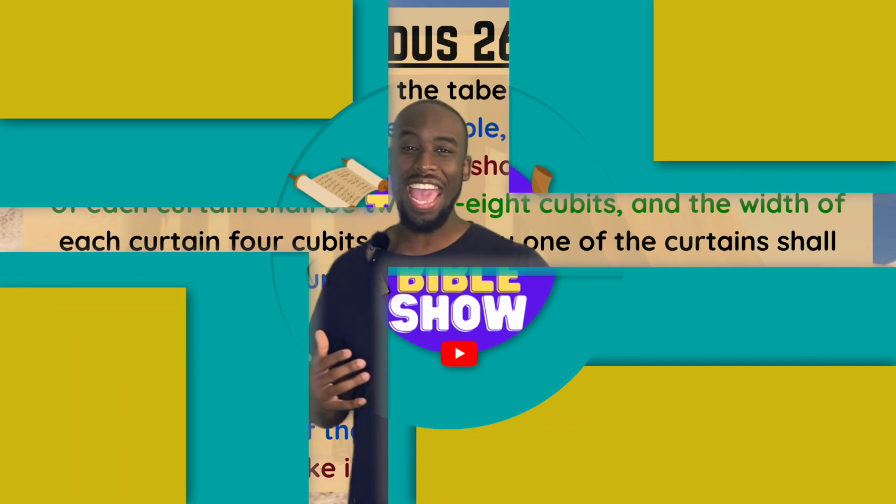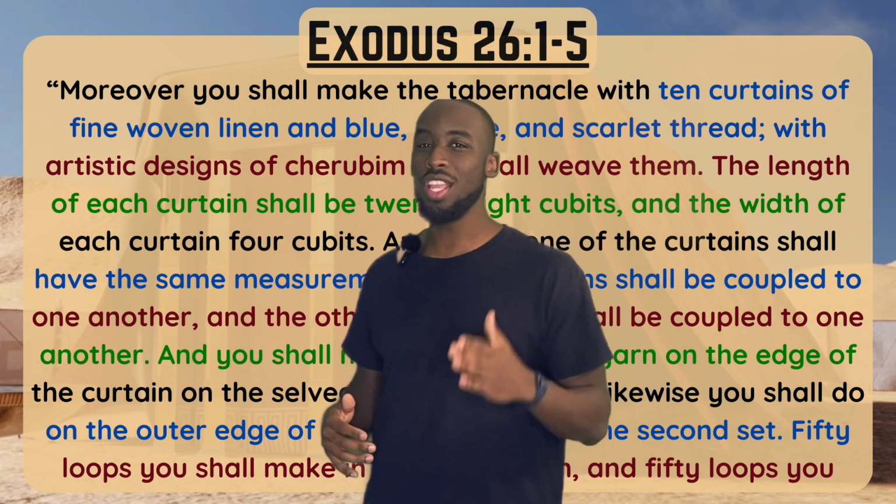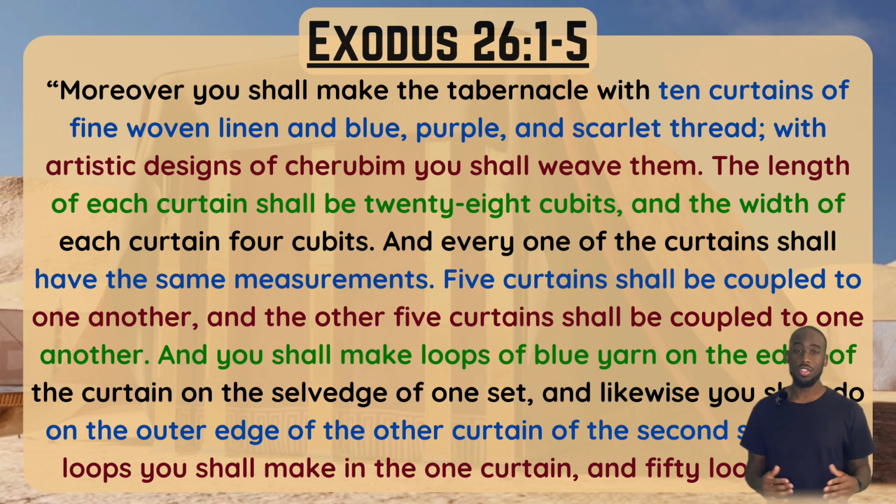So let's read together Exodus chapter 26, verses 1 through 5. All right, so let's read this together. Moreover, you shall make the tabernacle with 10 curtains of fine woven linen in blue, purple, and scarlet thread. With artistic designs of cherubim, you shall weave them. The length of each curtain shall be 28 cubits, and the width of each curtain should be 4 cubits. And every one of the curtains shall have the same measurements.